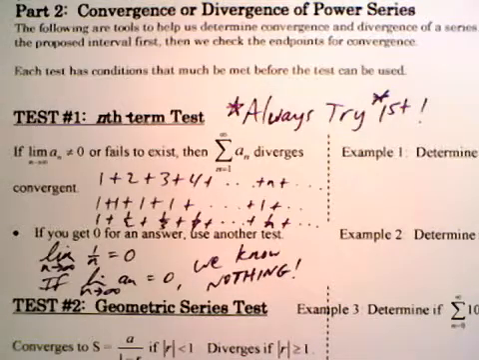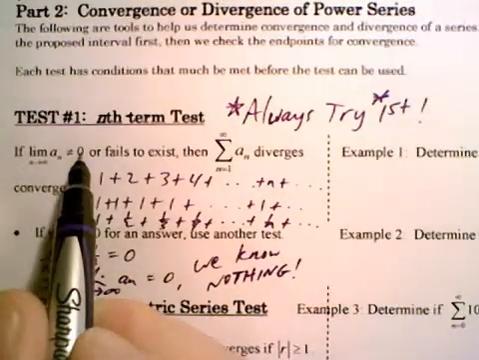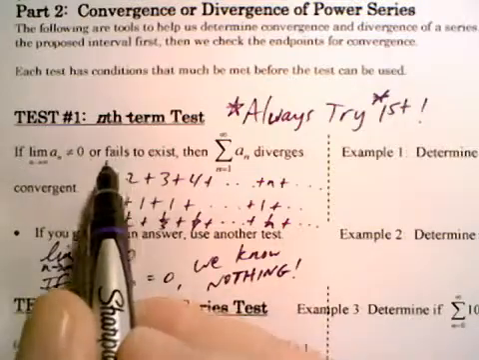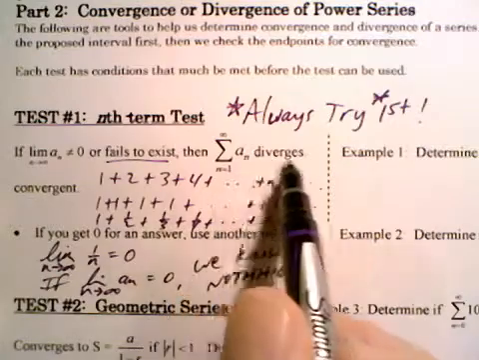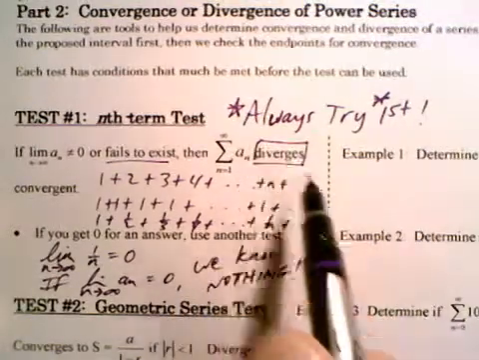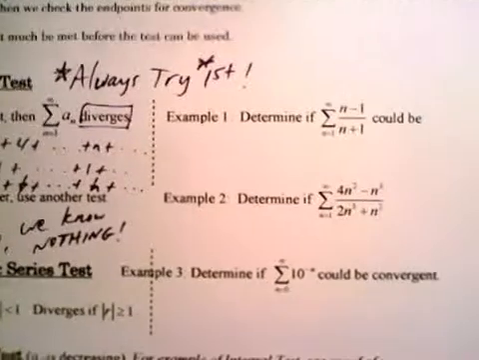But all that being said, if the nth term as n goes to infinity does not equal 0, or if that limit fails to exist, then we know that the series diverges. Okay, so that is one thing we can conclude using this nth term test, that the series diverges. Okay, so let's take a look at an example.